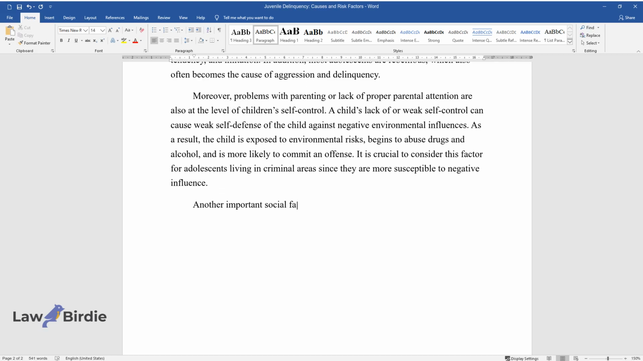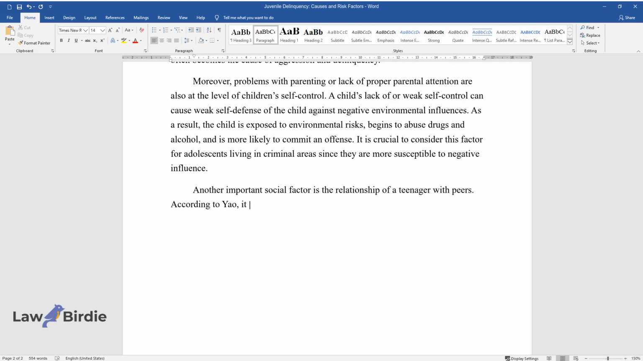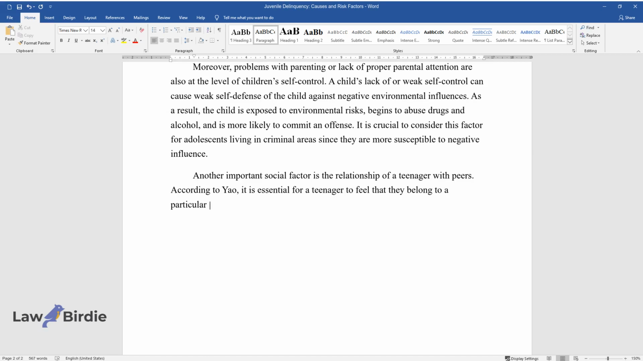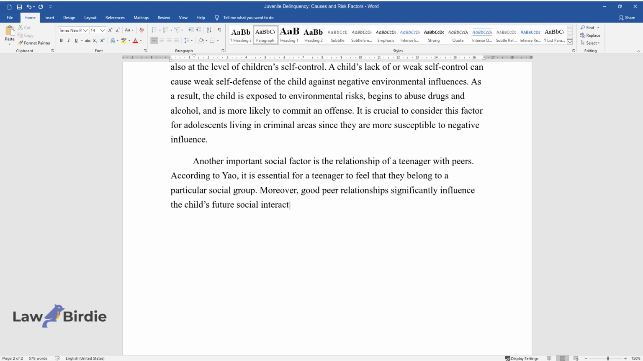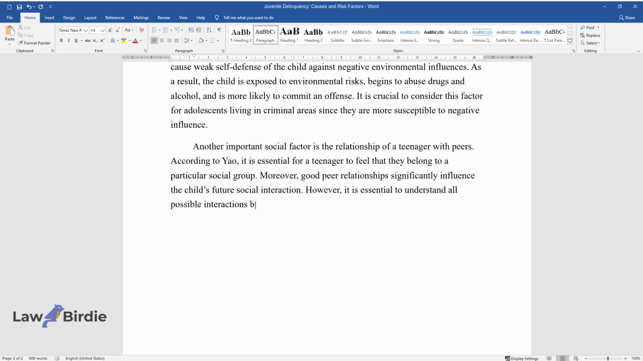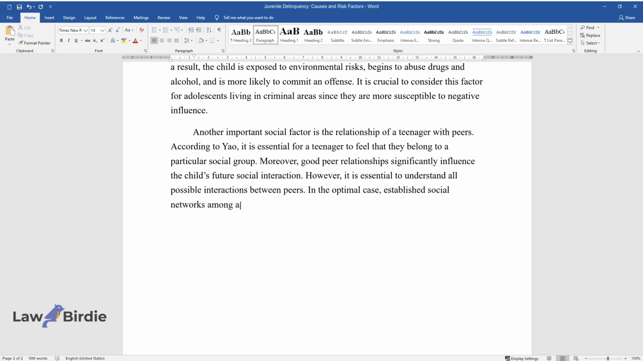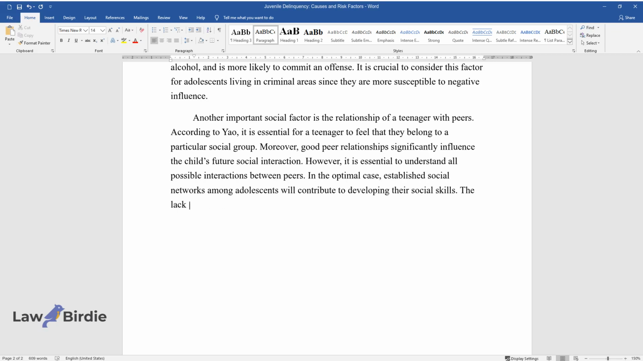Another important social factor is the relationship of a teenager with peers. According to Yao, it is essential for a teenager to feel that they belong to a particular social group. Moreover, good peer relationships significantly influence the child's future social interaction. However, it is essential to understand all possible interactions between peers. In the optimal case, established social networks among adolescents will contribute to developing their social skills.